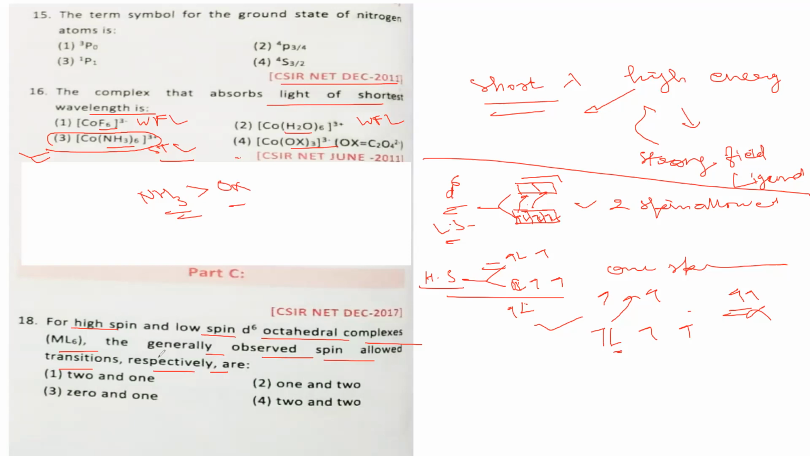Okay, so respectively, first it is asked for high spin. So for high spin, only one transition. So that's why this is the right option. And for low spin, it is two.